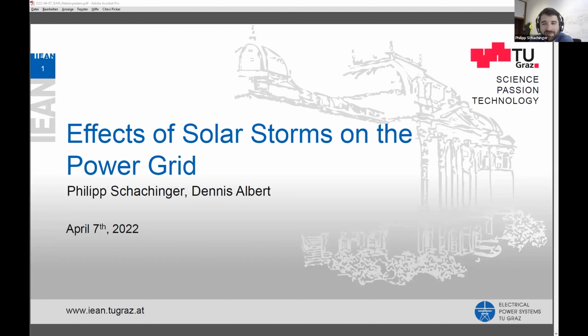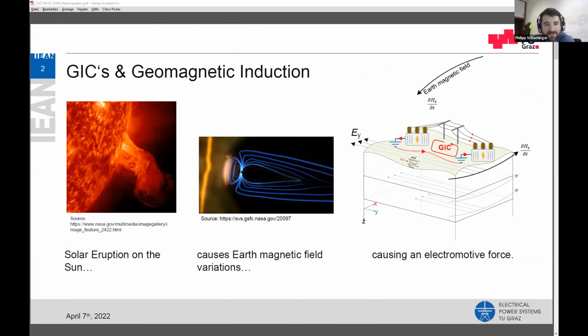Good afternoon, everybody. Hello, my name is Philipp Schachinger, and together with my colleague Dennis Albert, we are investigating the effects of solar storms on power grids, and therefore we have to change the frequency which we are looking at a little bit, because in the last presentations we heard about kilohertz. Now we are changing into the direction of millihertz and DC.